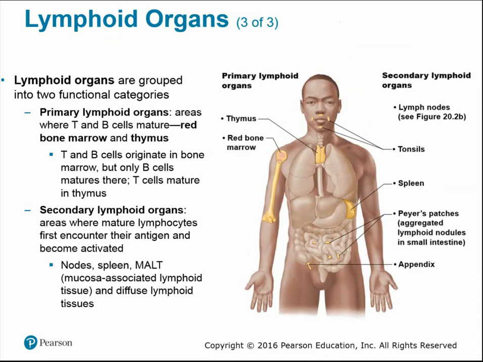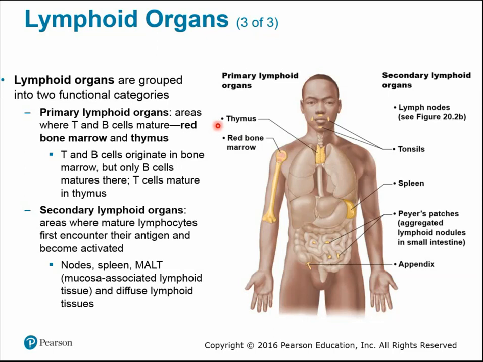So lymphoid organs are grouped into two main functional categories. So our primary lymphoid organs are where the lymphocytes are going to mature. So the T cells and the B cells are going to mature in the bone marrow and the thymus. Right? So these are our two primary lymphoid organs because they're going to be the site of development for our lymphocytes. So without our healthy lymphocytes, we wouldn't have a functioning lymphatic system.